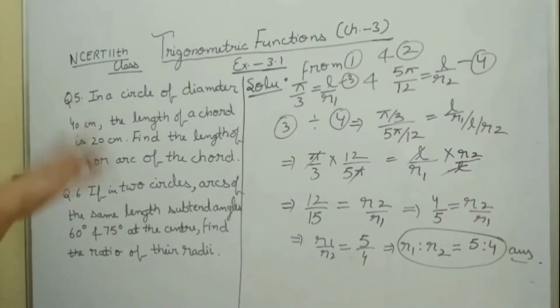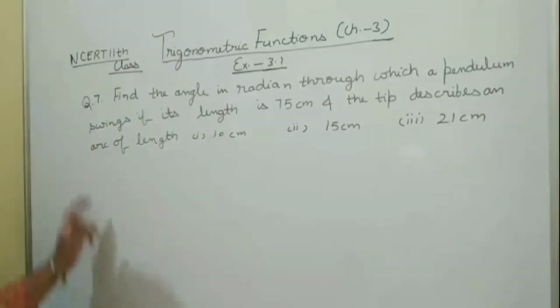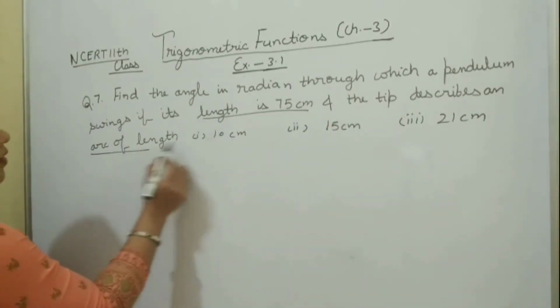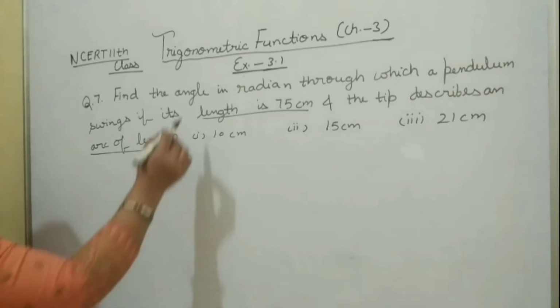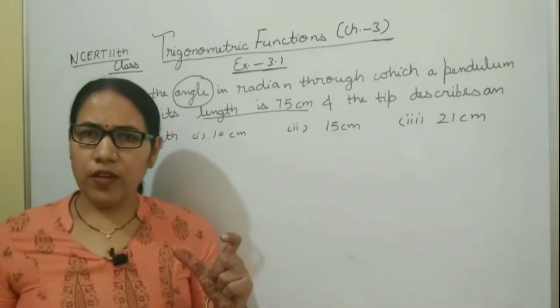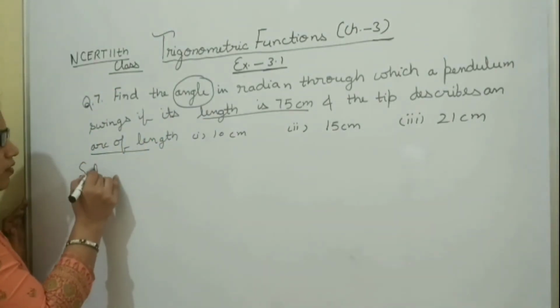So take one more careful look at this solution, then we will do the next question, question number 7. Question number 7. Find the angle in radian through which a pendulum swings if its length is 75 centimeter and the tip describes an arc of length 10 centimeter, 15 centimeter and 21 centimeter. In this question we have to find the angle in radians, which means we have to use the formula theta equals L by R. So start the solution.